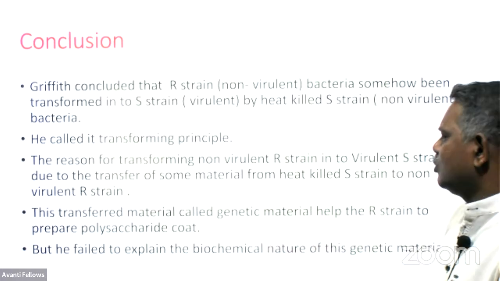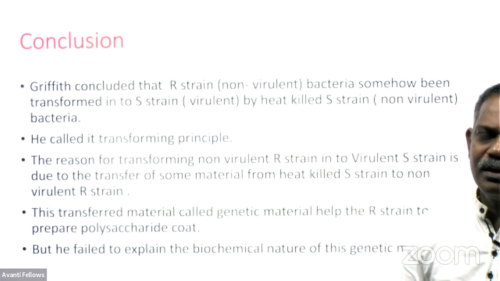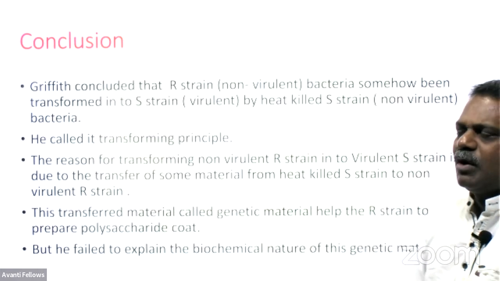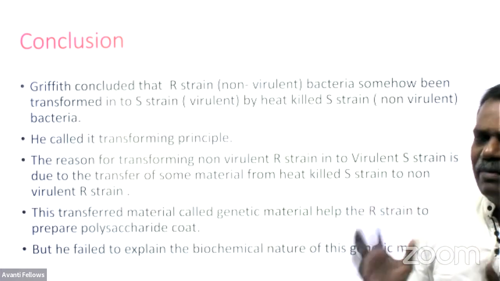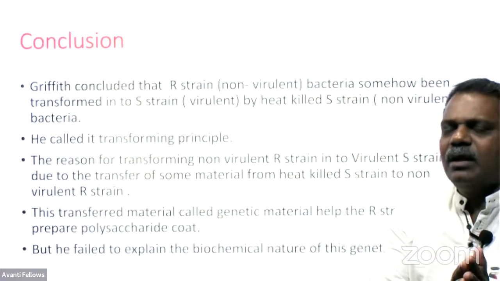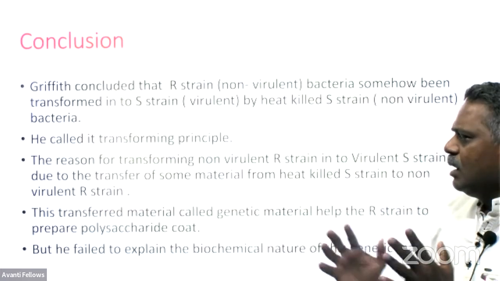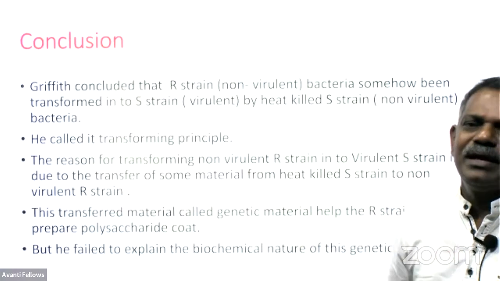But he failed to explain the biochemical nature of the material. He did not know whether it was protein, RNA, or DNA. He failed to explain the chemical nature of the material transferred from the heat-killed strain to the R strain that makes the R strain transform into a virulent strain.